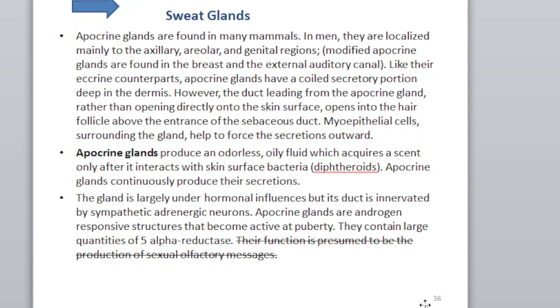Apocrine glands produce an odorless, oily fluid which acquires a scent only after it interacts with skin surface bacteria, diphtheroids. The gland is largely under hormonal influences, but its duct is innervated by sympathetic adrenergic neurons. Apocrine glands are androgen-responsive structures that become active at puberty. They contain large quantities of 5-alpha reductase.